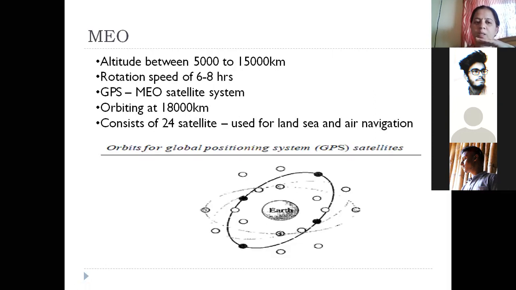Okay. Then we have MEOs. As I said, they are placed in the orbit at an altitude of 5,000 to 15,000 kilometers. To revolve around the Earth, they require about 6 to 8 hours. And the GPS that we use in our mobile phone, they are all based on the MEO satellite system. Okay.